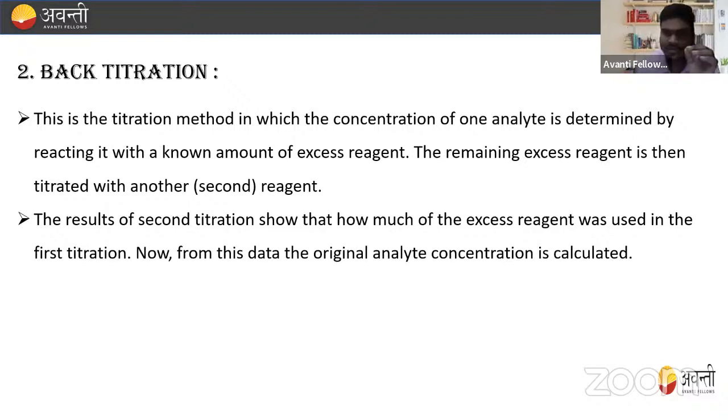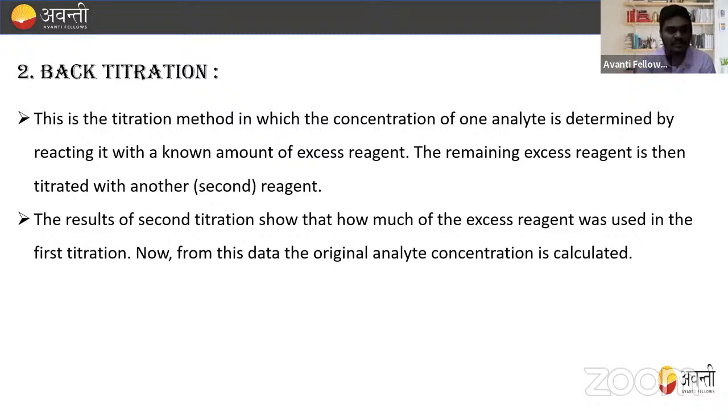It means in this one, the reactant whose analyte is to be determined is in lesser quantity and the other is present in excess quantity. Now the remaining excess reagent is then titrated with another second reagent, right? And the result of the second titration shows how much of the excess reagent was used in the first titration. Now from this data, the original analyte concentration is calculated. So this is all about back titration.